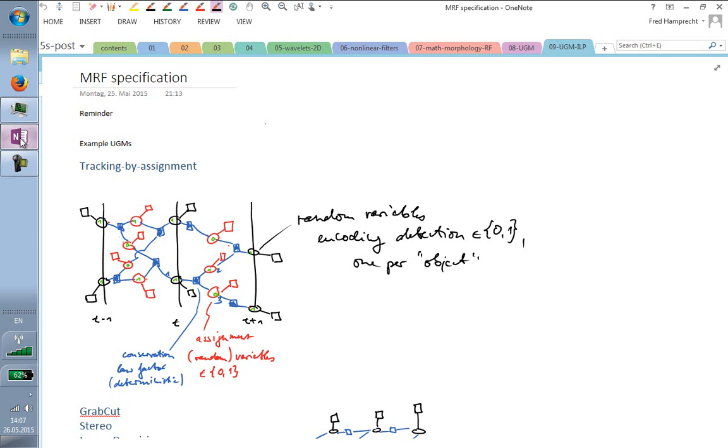And afterwards, I want to tell you how you can do energy minimization in such Markov random fields. And we will discuss that energy minimization in terms of a standard optimization problem, an integer linear programming problem. So the good news is that this allows you to formally write down, and if you have a big enough computer, solve every discrete Markov random field in the world.